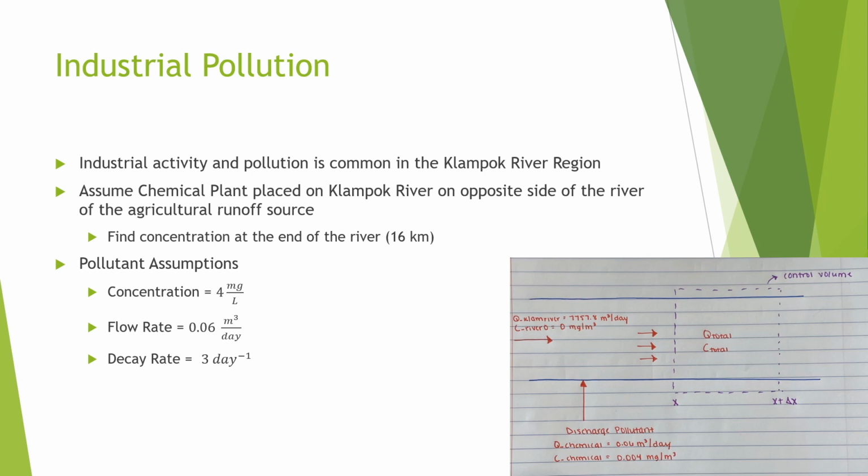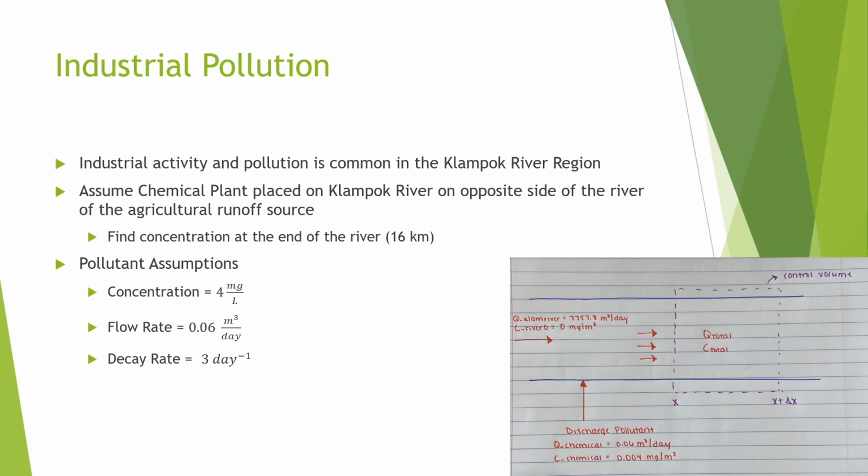So in this situation, we said that the pollutant has a concentration of 4 milligrams per liter. Its flow rate is 0.06 cubic meters per day, and it has a decay rate of 3 per day. The bottom right corner shows a visual representation of the Clampock River as a plug flow reactor. The picture illustrates the discharge point of the pollutant, the flow of the river, and the combined flow and concentration of the river and pollutant after the mixing point.